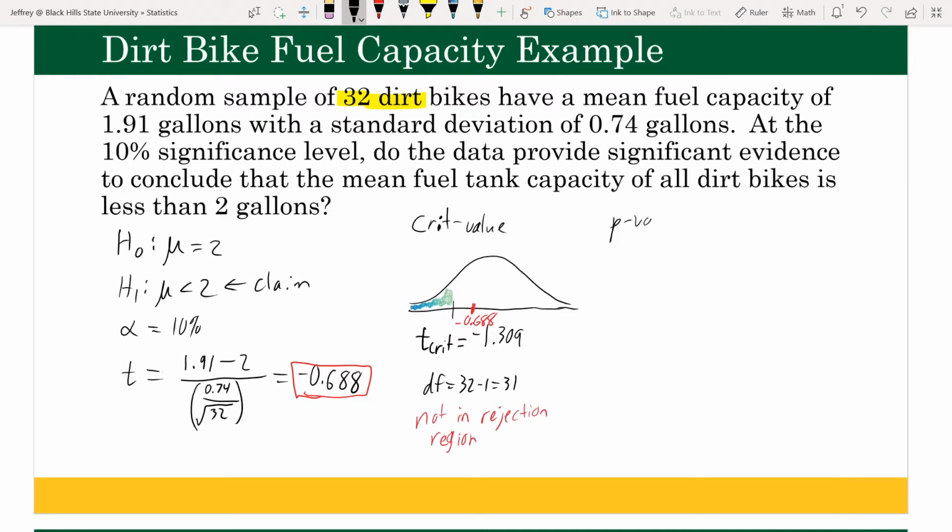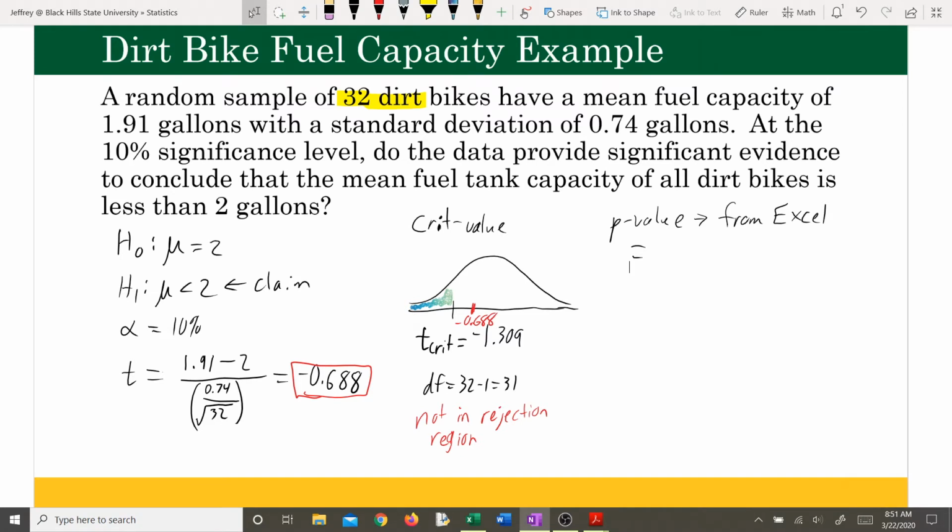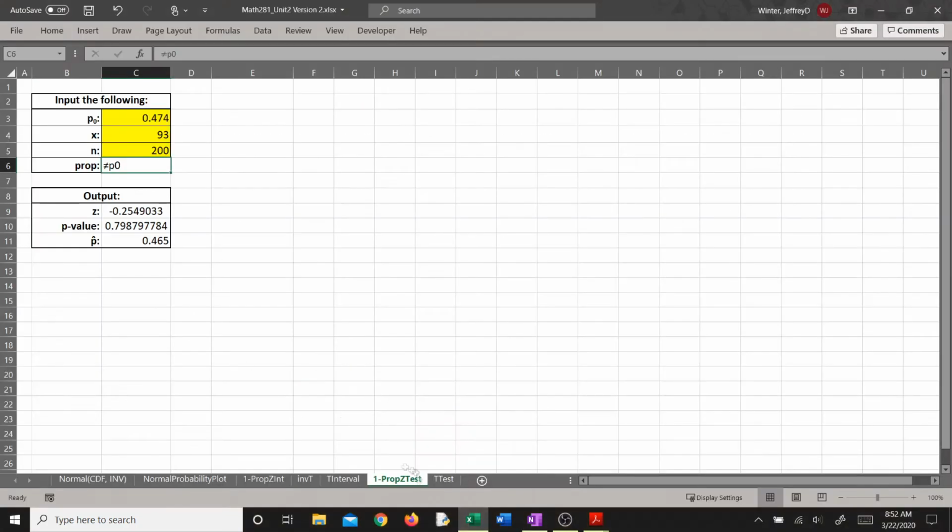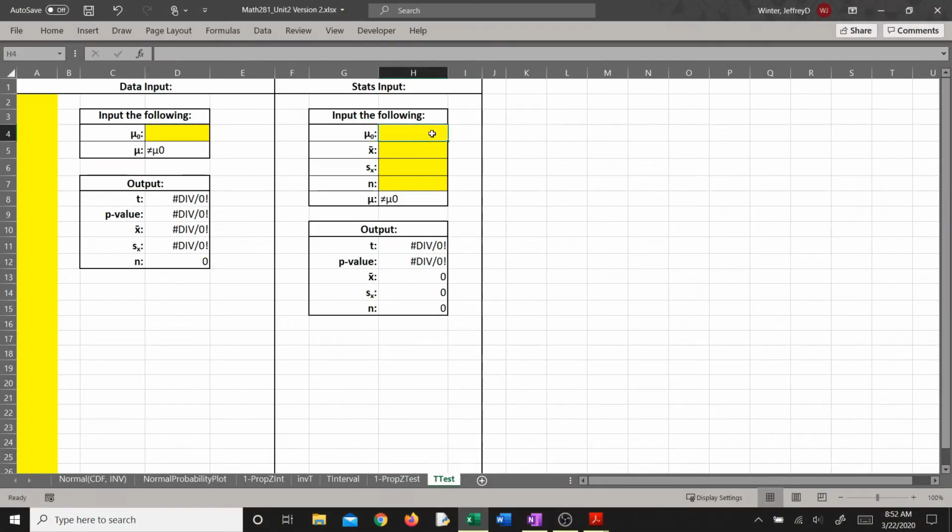To get the p-value, the only way you can really do this is by using some kind of technology. And in Excel, we can do this one of two ways. The way I'm going to show you how to do this is using the pre-made t-test. The other way is to use the t-distribution formula that's built into Excel as one of the functions.